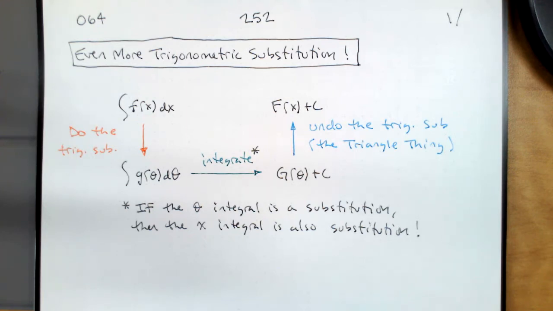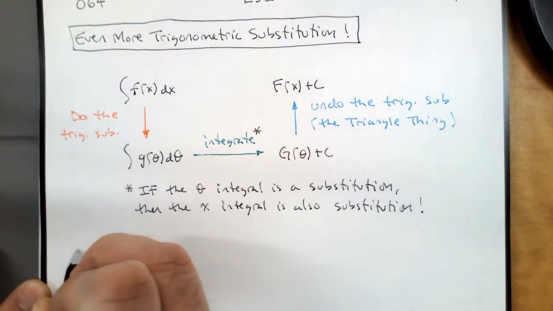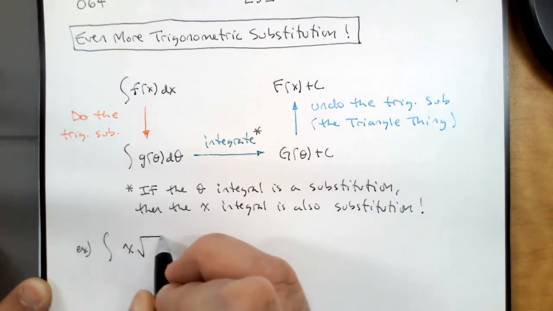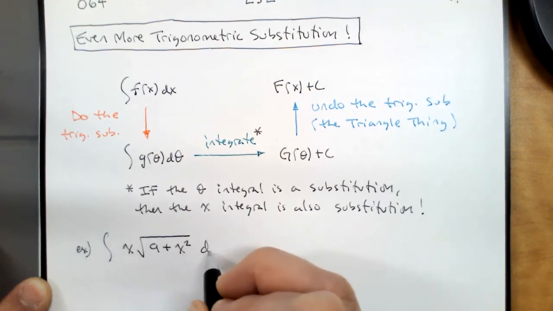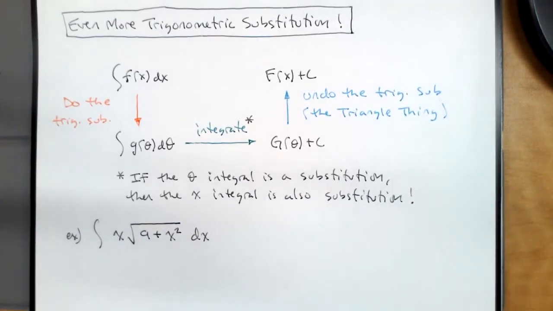So let's take a look at an integral that can be done by substitution and see how that shows up in our theta integral. Let's suppose we wanted to integrate x times the square root of 9 plus x squared dx. This is a substitution integral. w should equal 9 plus x squared.